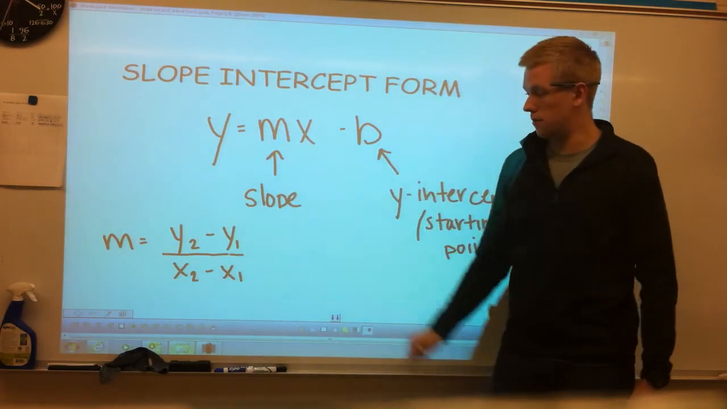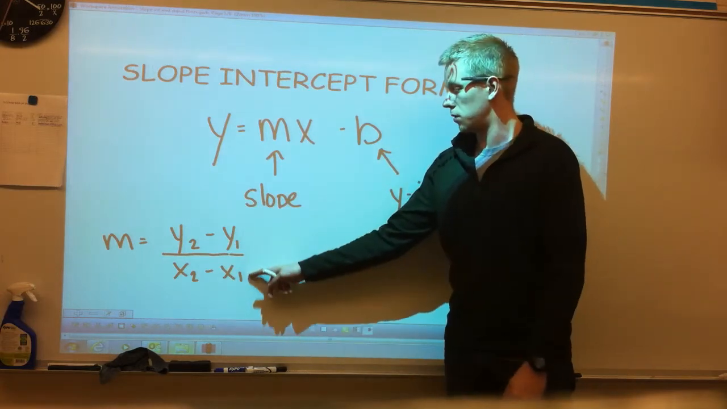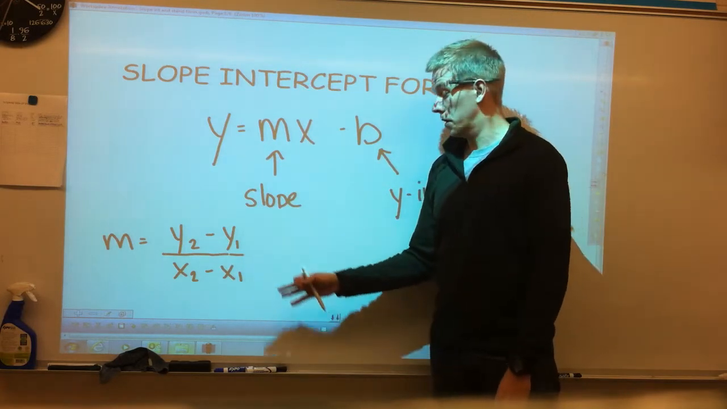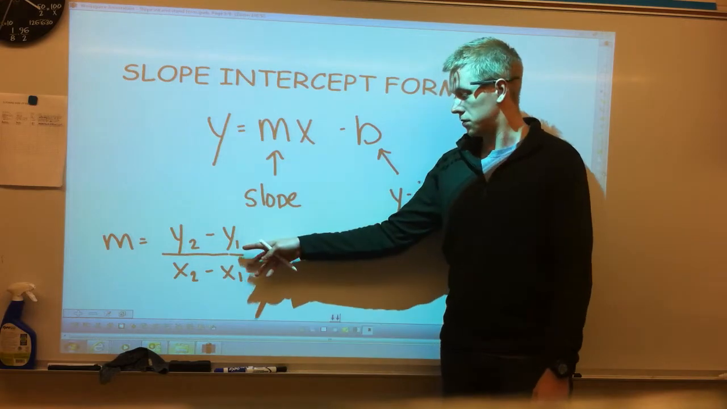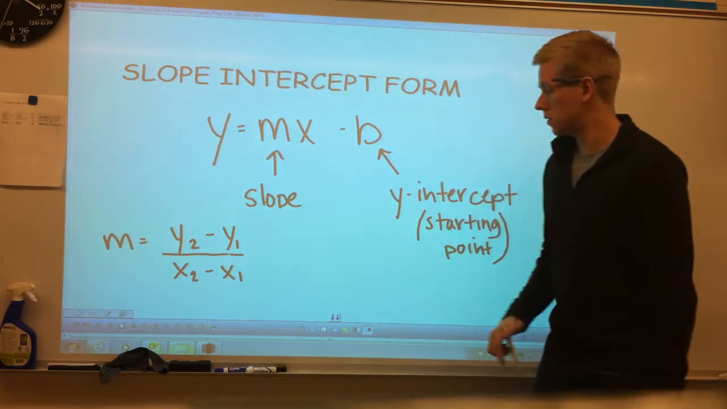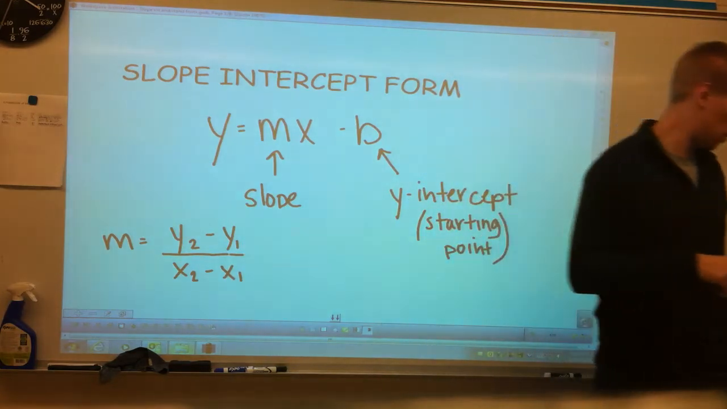That is my m. So if you ever needed to know what the slope formula was, this is probably the third time you've had it written down in your notes. So remember to look back in your notes if you ever need that. Okay, we're going to do some examples with slope-intercept form.